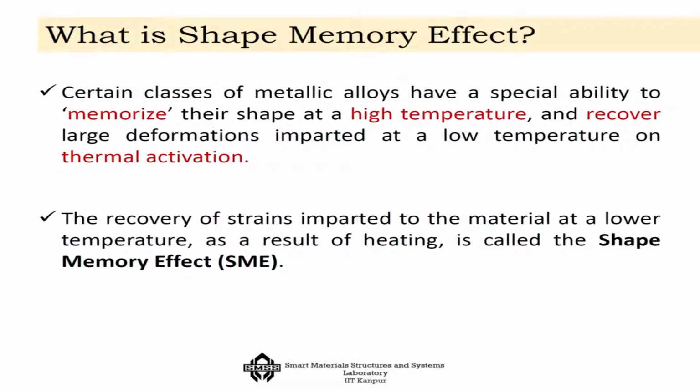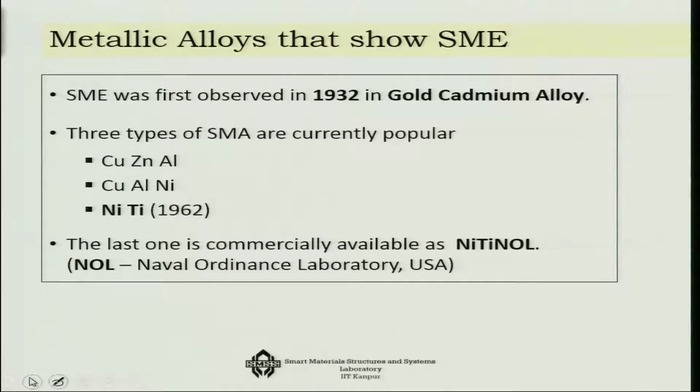In fact, in case of a two-way effect it is both low and high, but otherwise it is at the high temperature, and then you bring it to low temperature, do whatever you wish, the large deformations. Finally, as the thermal activation takes place, you will see that the same shape is back again. So, this effect was first observed in 1932 in actually gold cadmium alloys.